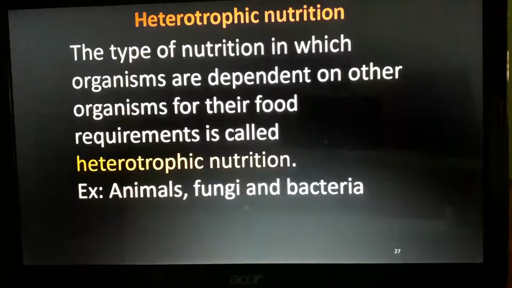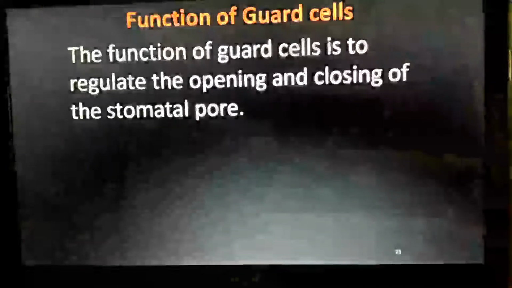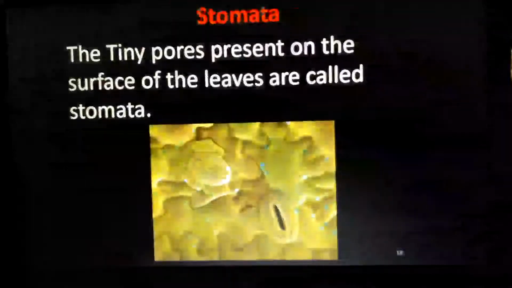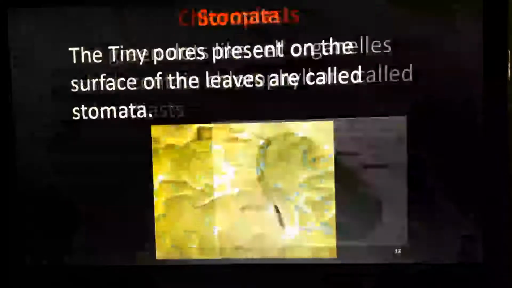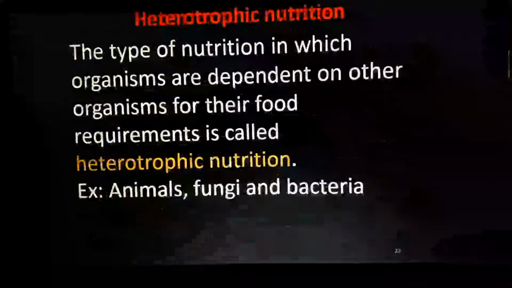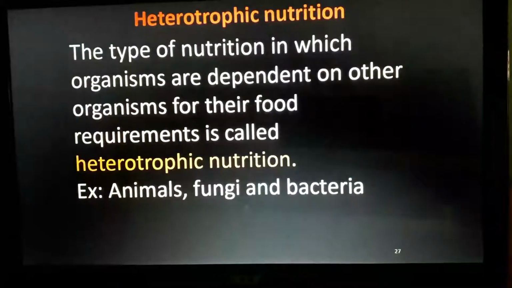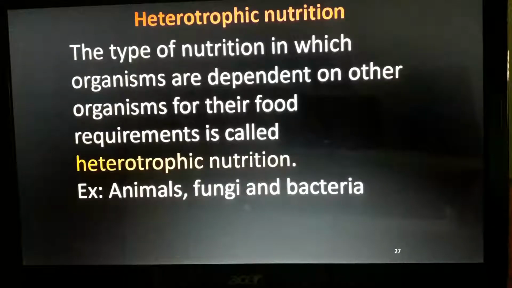In the last class we studied about autotrophic nutrition, which basically involves photosynthesis of the plants. I think it was an easy part and there won't be any doubt because it's very simple. So next is about human beings, and from this part onwards essay questions can be asked, especially the human digestive system, also known as the human alimentary canal. So what is heterotrophic nutrition? It's a type of nutrition in which organisms are dependent on other organisms for their food requirements. Examples: animals, fungi and bacteria.